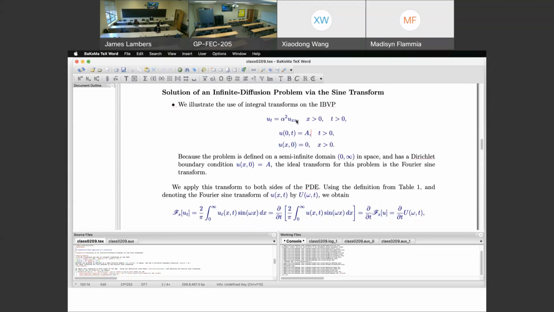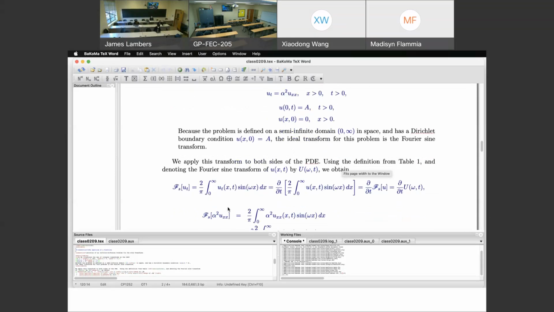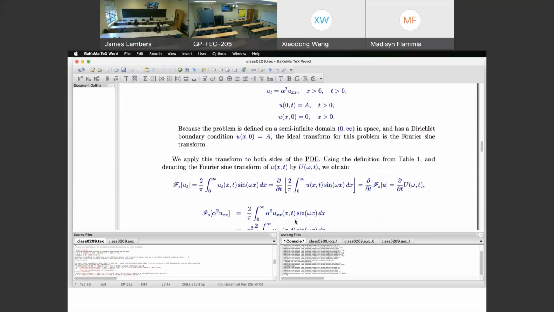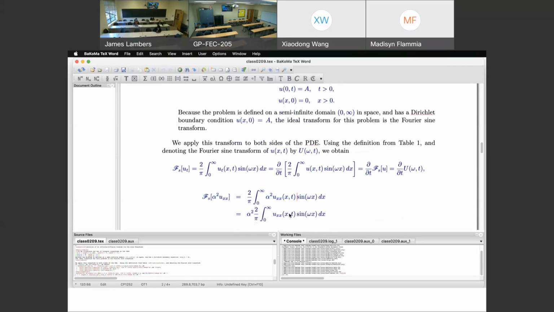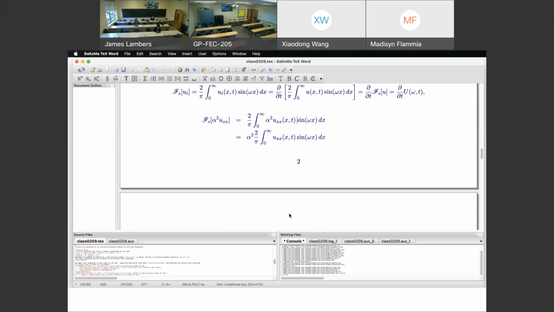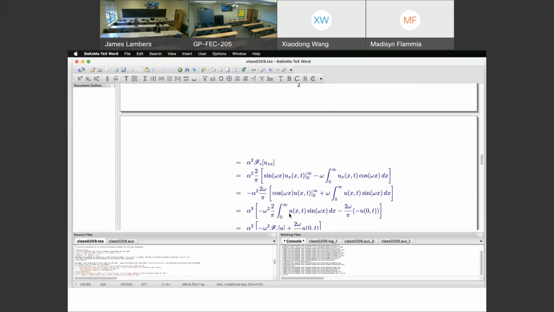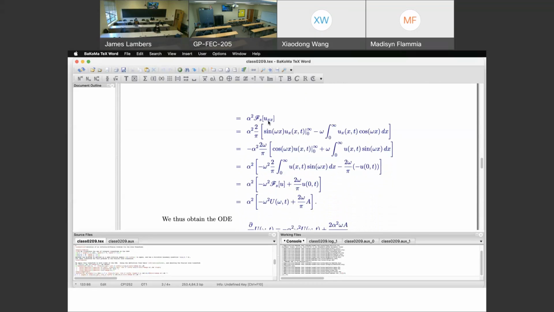So now I need to transform alpha squared uxx. There's a little bit more involved than that one. So just by the definition, this is what I get. I'm 2 over pi times the integral of alpha squared uxx. But now what I'm going to do, again, just like before, I want to relate this to the transform of u. So first I'll pull out the alpha squared. So now I have alpha squared times the transform of just uxx. But I still need to work on this to relate to the transform of u.